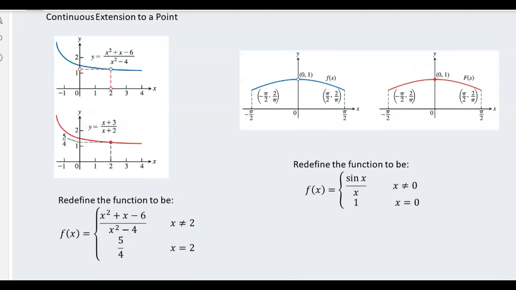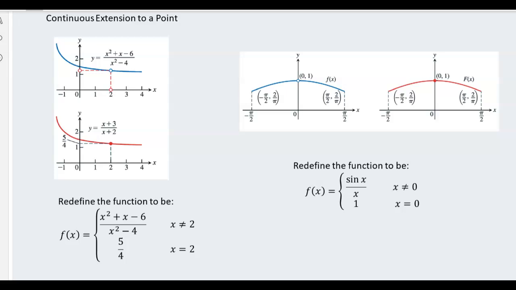Similarly, for this graph on the right, we know that sine of x over x is undefined when x is equal to 0. This is a little hard to read. This is the sine of x over x. So we have this hole at 0. But if we just set up a secondary definition to say, okay, well, when x is equal to 0, we'll let the function take on the value 1, then we now have continuity there because we just basically color in the hole with the point that we want to make it continuous.